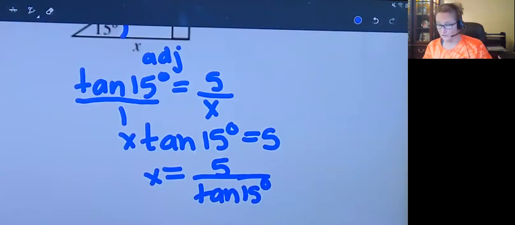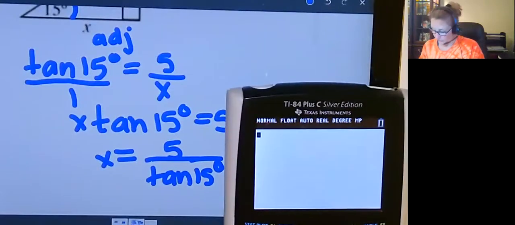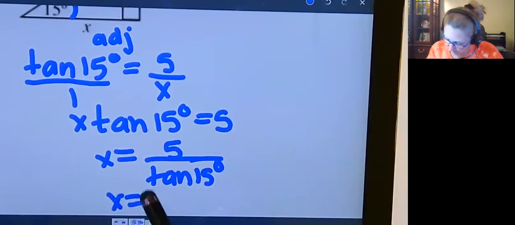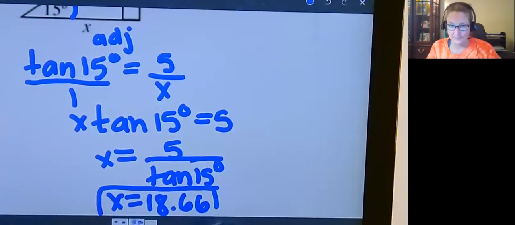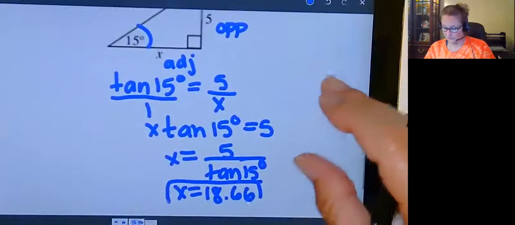And I'm going to put that into my calculator. Okay. So I'm going to go 5 divided by tangent of 15 degrees. And I'm going to get 18.66. So I get 18.66 as my answer. Okay. So letter C.